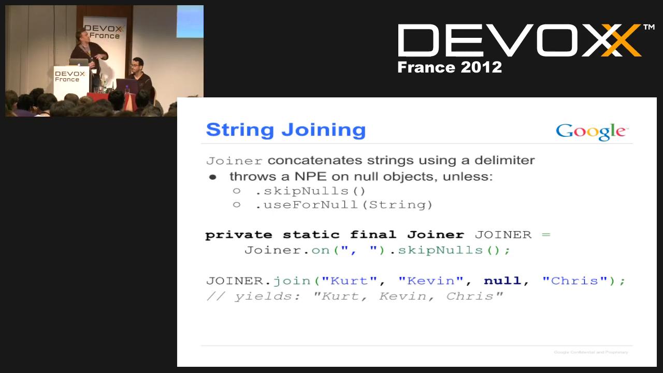So in this case, we're going to join on a comma and space, and we're going to skip any nulls, and then when we call joiner.join, we pass several different string inputs, and we'll actually yield pretty much exactly what we want for our output. This really helps if you're ever joining strings for user-visible output, so you don't have to have a boolean: is this the first piece in the string to join?